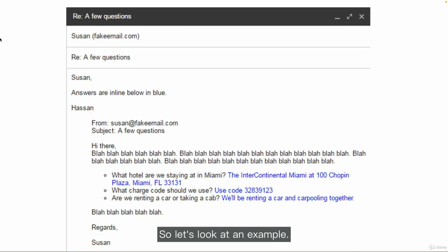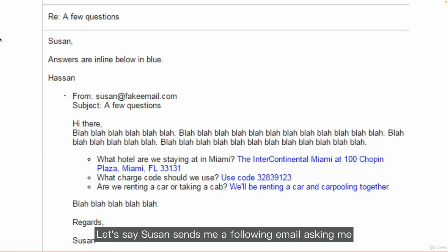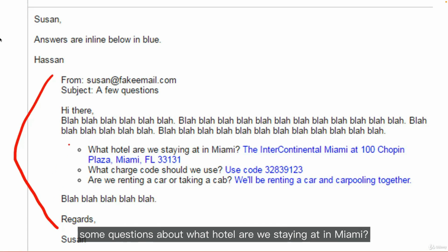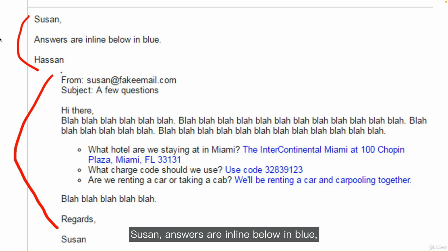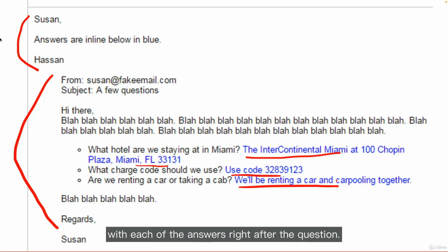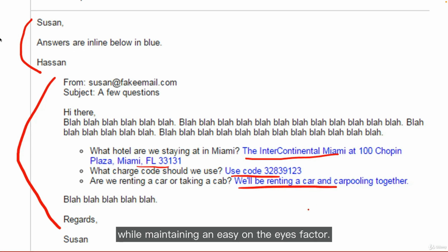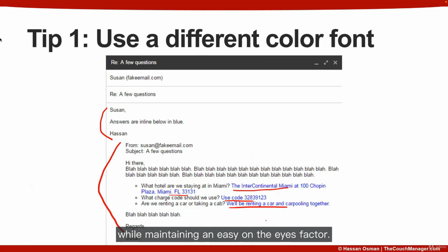So let's look at an example. Let's say Susan sends me the following email asking me some questions about what hotel we are staying at in Miami, what charge code we should use, and whether we're renting a car or taking a cab. And the way I'd respond is simply, Susan, answers are in line below in blue. And I reference the answers which I give her in blue below, with each of the answers right after the question. And that way it makes it easy for Susan to pick out the answers and responses to each question while maintaining an easy on the eyes factor.